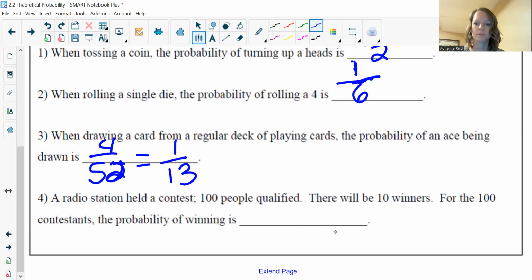And then the last scenario is a radio contest. Radio station held a contest. 100 people qualified, and there are going to be 10 winners. So what's the probability of being a winner? Well, there's 10 winners. That's successful outcomes that can happen out of 100. And that does reduce to 1 in 10 chance. So then you can make an informed decision. Do you want to enter this contest? Is it worth your time? Do you think you stand a chance of being a winner?